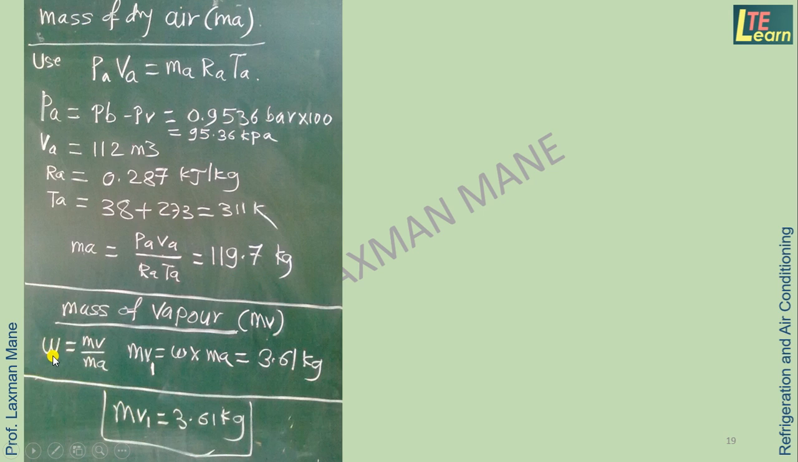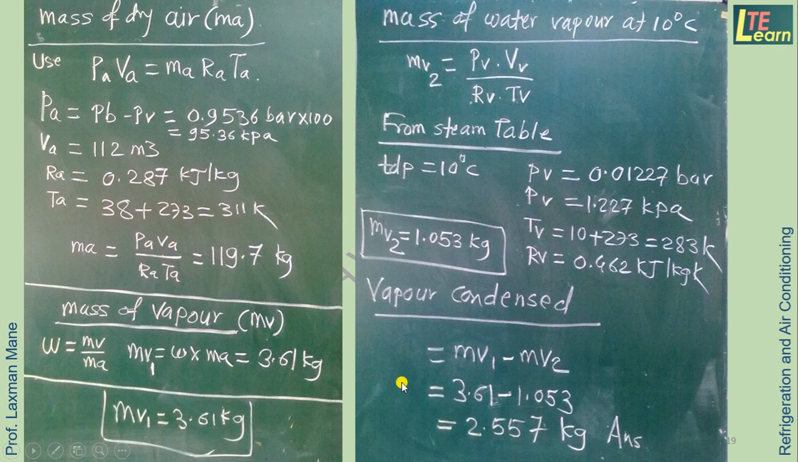Then we use the formula W is equal to mV upon mA, meaning mass of water vapor to mass of dry air. Now as W is already calculated, we can use this W value and this MA value. So we find the value of mass of vapor, that is 3.61 kg. But this is for the temperature of 38 degrees Celsius, the room temperature, the mass of vapor present in the room.